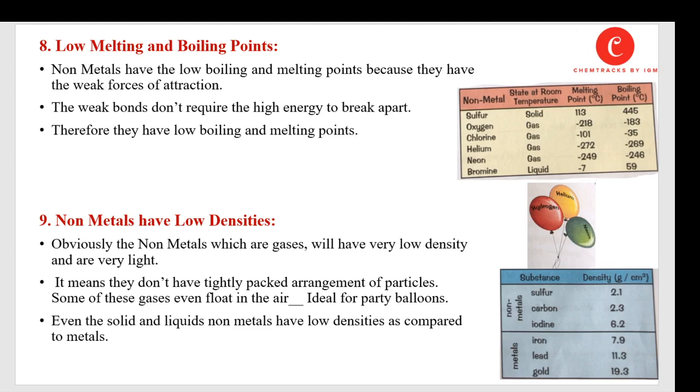And bromine is the only non-metal that is liquid at room temperature, and its melting point is -7 and its boiling point is 59. That is very low as compared to any of the metals.